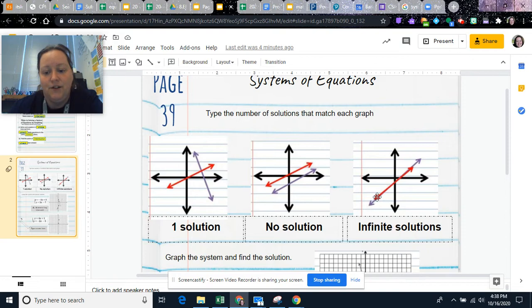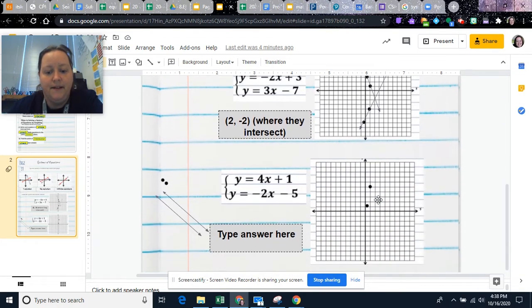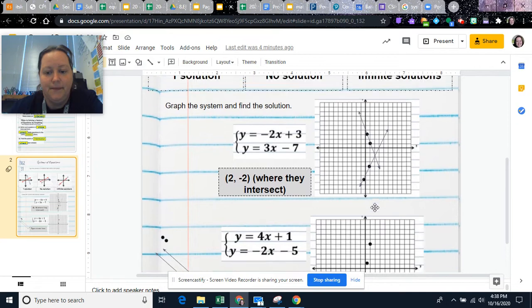I like this one better because you can see the red and the gray and see that they make the same line. So let's try a couple of examples. Oh, I didn't finish the last example.